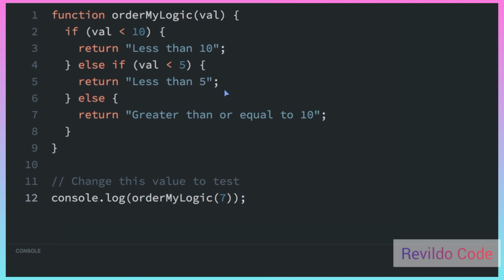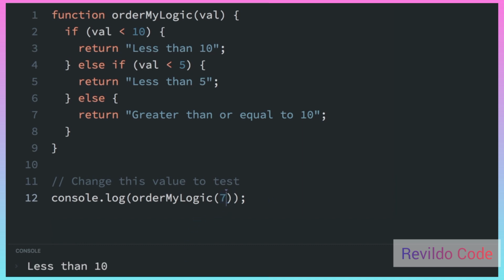When you're using else if statements, order is very important. Let's look at this example here. In this function, first we check if the value is less than 10 and return less than 10. Then else if we check if the value is less than 5 and return less than 5. Well, if we look at this example and we pass in the number 7, if I run this, you'll see it's going to say less than 10, which is what we want.